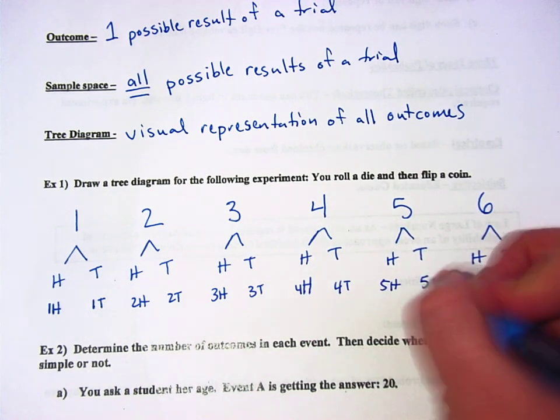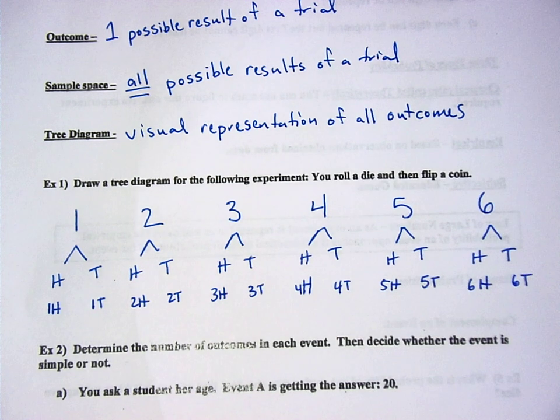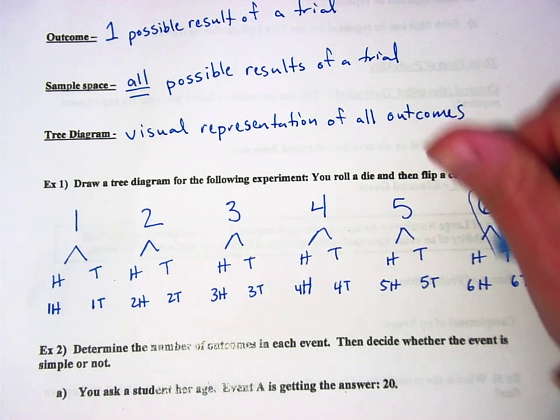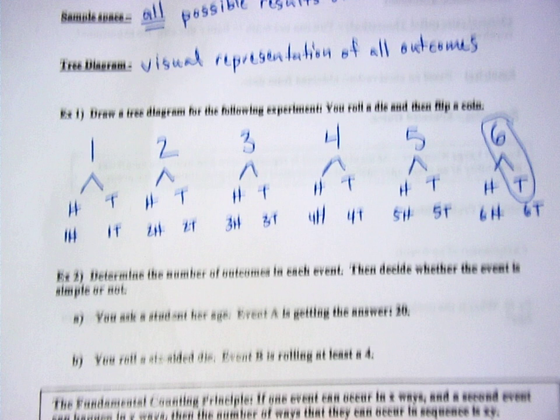You do not have to write out all of the final answers after every single one. I'm just trying to show what each one means. So like this part of the tree diagram represents 6 tails. A simple event is an event that only has one outcome.